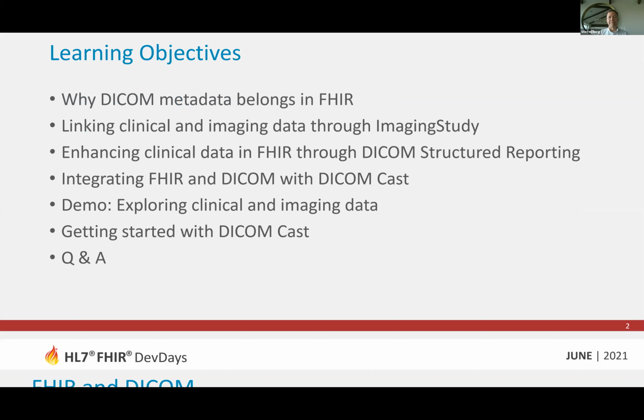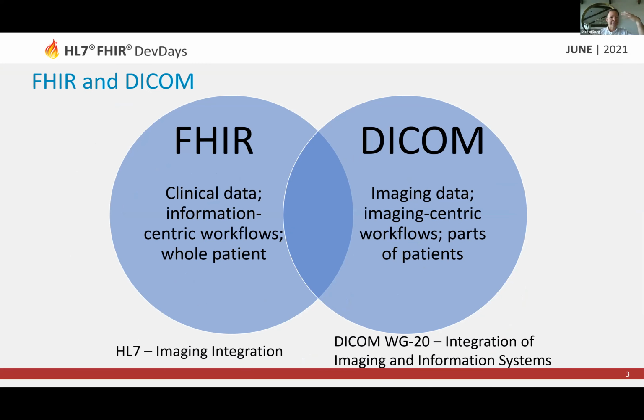So a few things, FHIR and DICOM. FHIR, clinical data, information-centric workflows, you're all familiar with FHIR. I'm not going to go there. DICOM contains imaging data and really focuses on imaging-centric workflows. Lots of parts of patients rather than the whole patient. I mean, you might look at an X-ray of just someone's chest, for instance. And then there's two groups. There's DICOM Working Group 20 and HL7 Imaging Integration, and they work together to help combine those two pieces of data. This isn't just an idea that's come out of one or two crazy people. This is throughout industry. We're understanding the need to pull these things together.